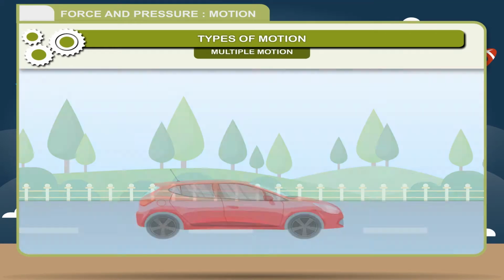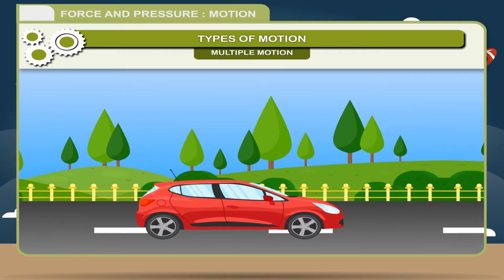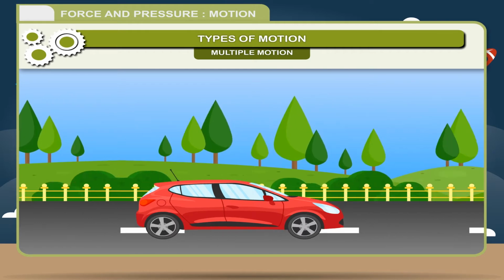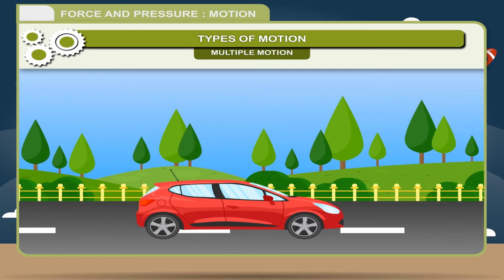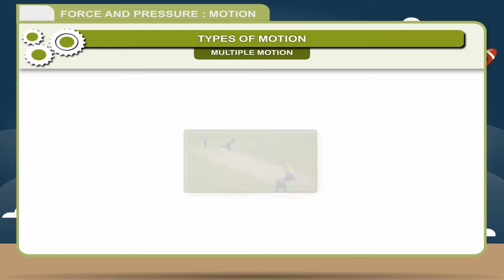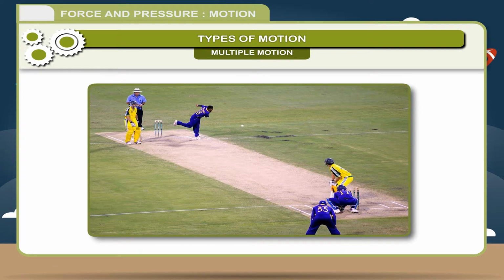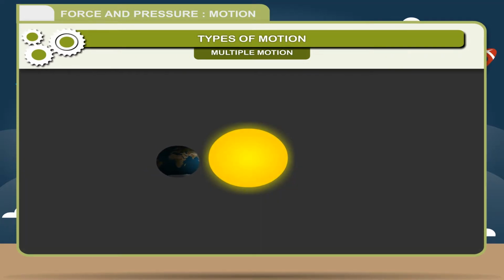Multiple motion. When an object possesses two or more types of motions at the same time, it is called multiple motions. Examples: when a spin bowler delivers a ball, the ball has a motion of spin, rotatory motion, while it moves towards the batsman, translatory motion. The Earth rotates about its axis, rotatory motion, and at the same time, it revolves around the Sun in a curved path, curvilinear motion, in a fixed time interval, periodic motion.